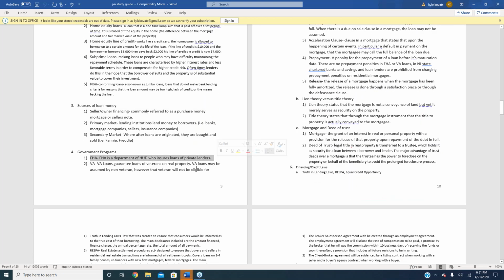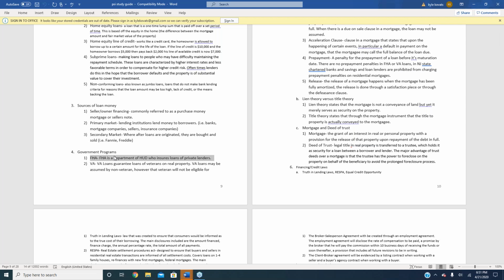And then we have FHA versus VA loans. A lot of people think the FHA lends money. That's a misconception. I always tell people, when you hear the FHA, think of an insurance company. Why? What the FHA does is they insure loans. Simply put, the FHA insures loans. They do not lend money.